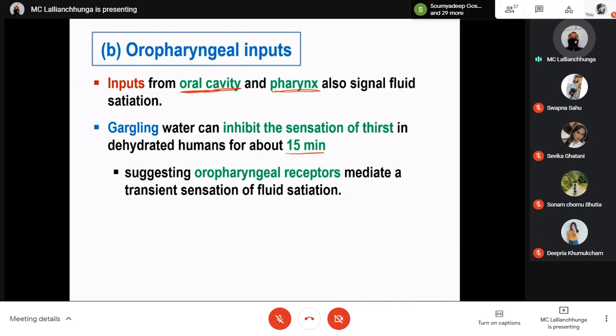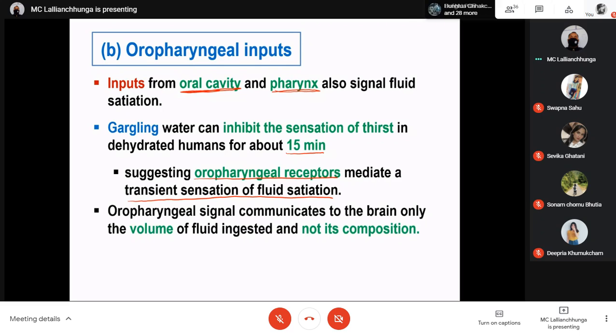This suggests that oropharyngeal receptors, nerve receptors present in the oral cavity and the pharynx, mediate the transient sensation of fluid satiation. That means they send a signal to the thirst center to inhibit the sensation of thirst. So gargling can also inhibit thirst. This is not drinking; gargling means the fluid is in the oral cavity as well as in the pharyngeal region.